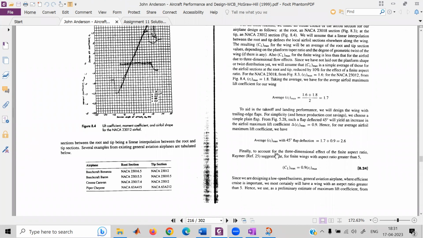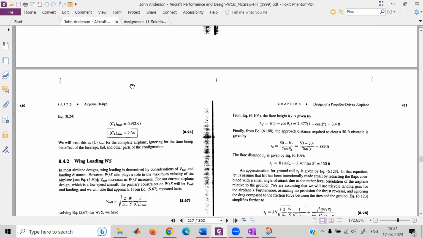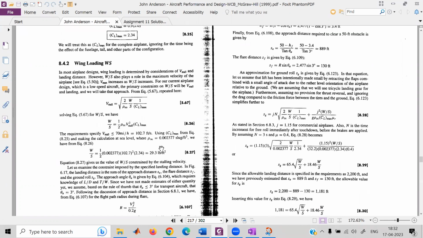Now 3D effects are involved, and we are only computing the CL for 2D airfoils. So we safely take 90% of that total CL, right? So we were able to compute the CL max. Then we went for the wing loading, and during that we understood what determines the wing loading. So we understood landing distance and Vstall. These two quantities dictate how much wing loading you should have. So we computed using both of these, landing distance and Vstall, and two numbers turned out.